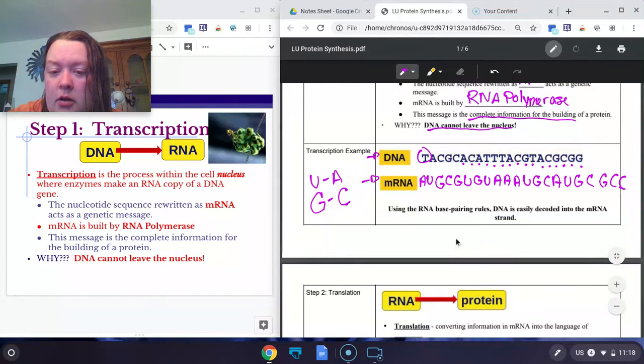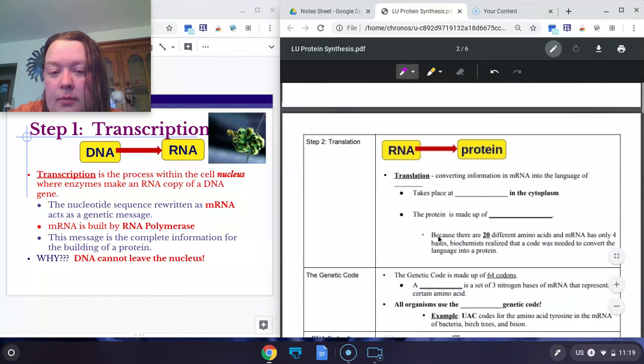So that was step 1. You rewrote the DNA as a molecule of mRNA, and that is called transcription. One way that you can remember that is transcription. Script means to rewrite. So to transcribe means to rewrite. We wrote it both using letters. So we rewrote it in a different way.